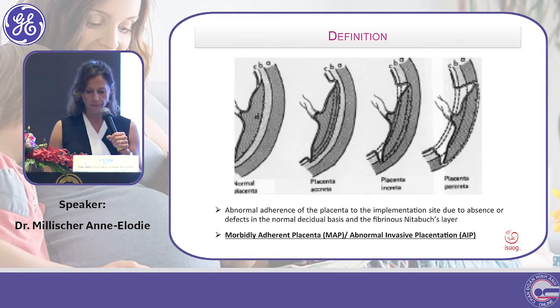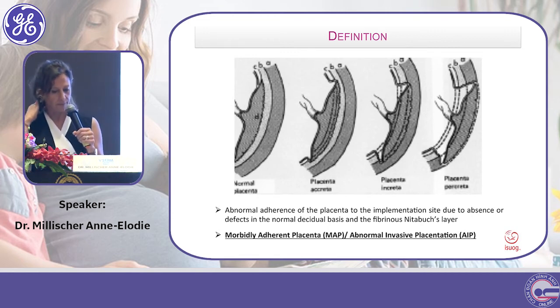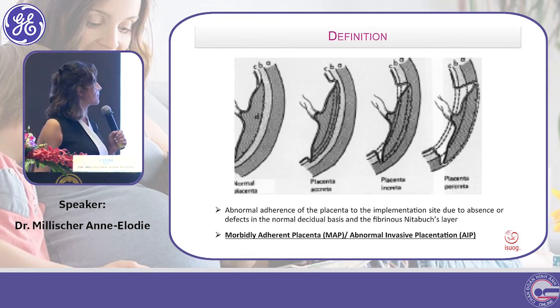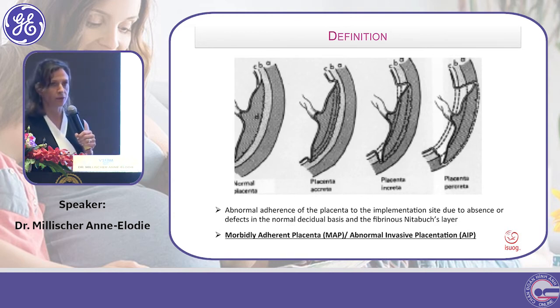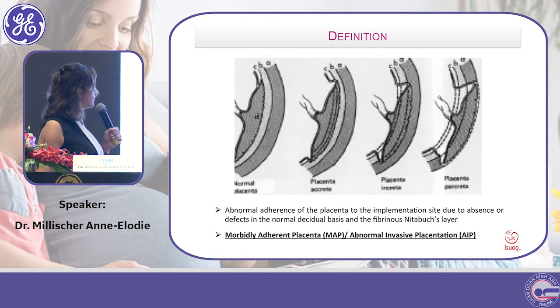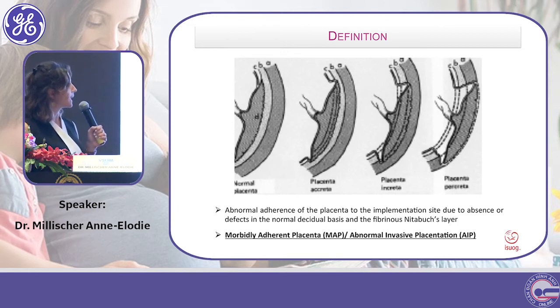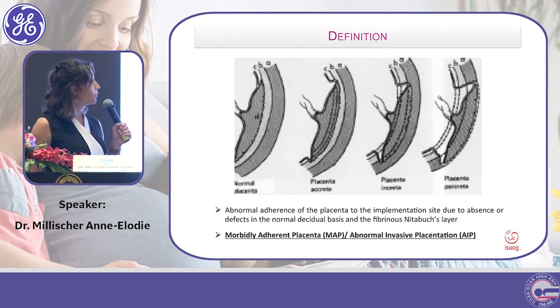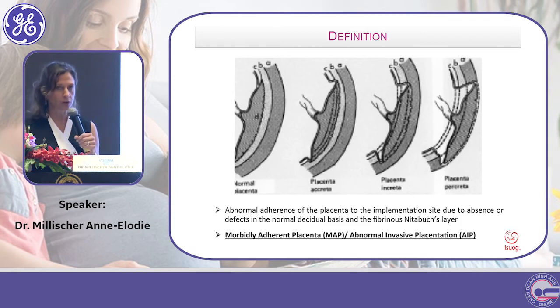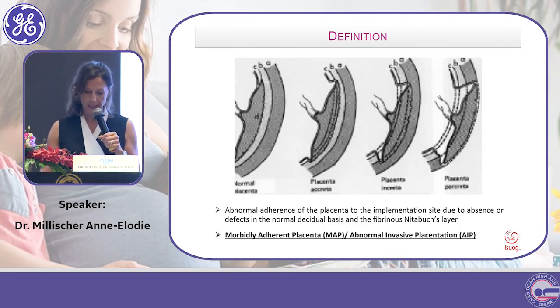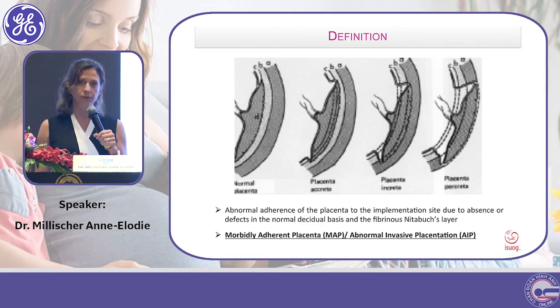Cái thể đầu tiên là Acreta là nó sẽ bám vào cái lớp nội mô, rồi sau đến cái thể thứ hai là cái thể Increta, nó sẽ bám tới lớp cơ và có thể gần tới cái thanh mạc luôn. And placenta percreta is the most severe form of the MAP, means that the placenta going through the myometrium and cross the serosa in order to invade other organs, and the most frequent organ which is invaded is the bladder.